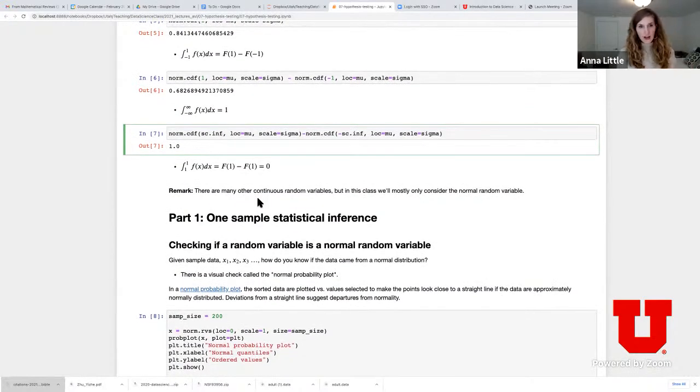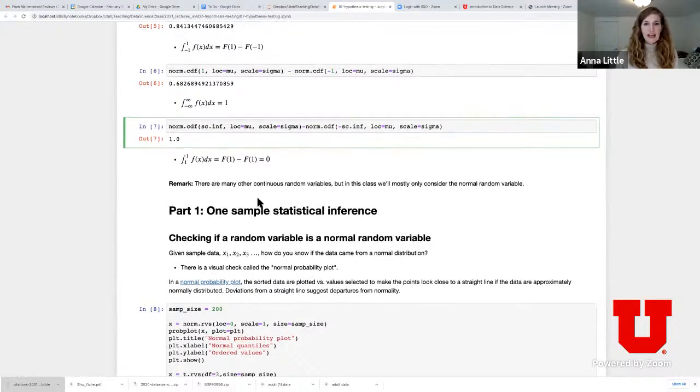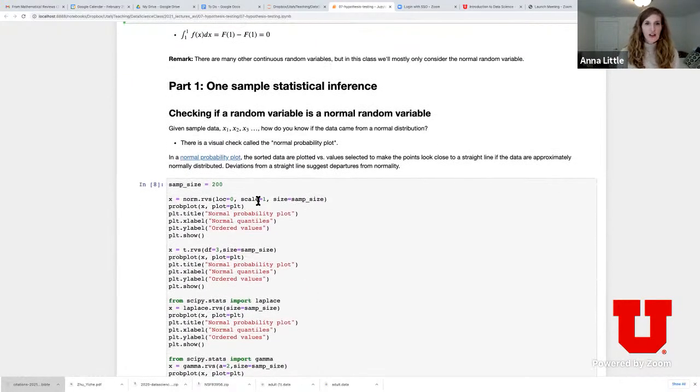Okay, so that was a little recap of what we did before and a little bit more practice or examples with how we get probabilities from the PDF and the CDF function. In the next part of the class, I'm going to talk about statistical inference. Part 2 will be on 2-sample statistical inference.